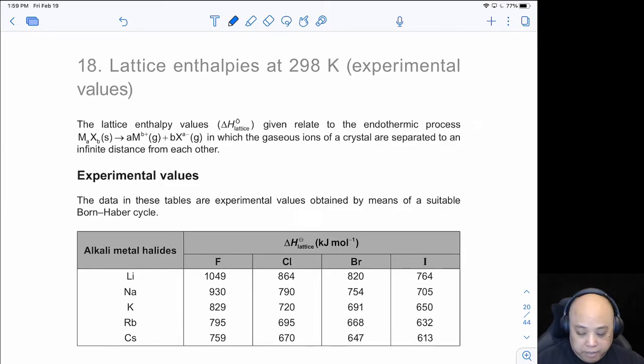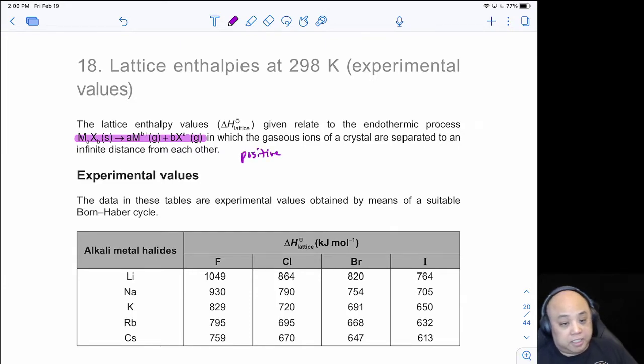Also another higher level topic here. Okay. Lattice enthalpy. Now, what's nice about this is they actually tell you what lattice enthalpy is in the data booklet. They actually give you the reaction of what lattice enthalpy is. It's the endothermic process where you're converting a solid ionic lattice into gaseous ions. So all these values are going to be positive because it's the energy it takes to break all of the ionic bonds.